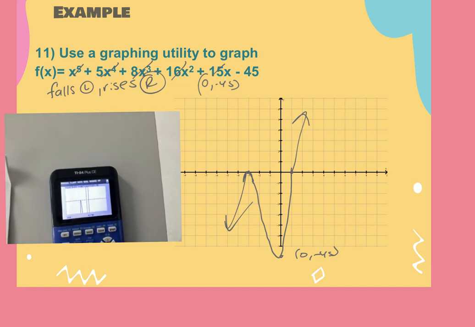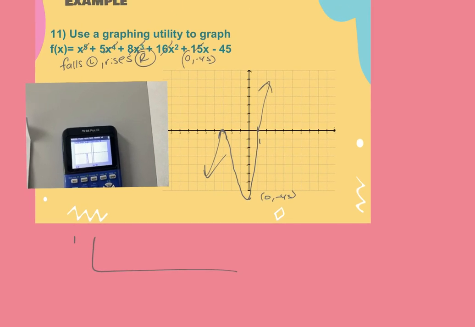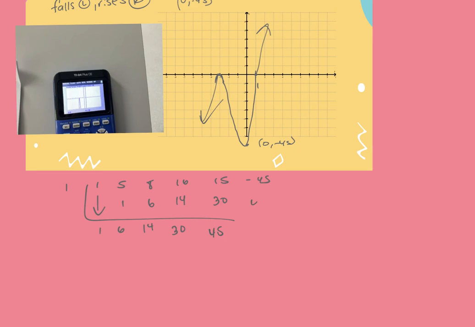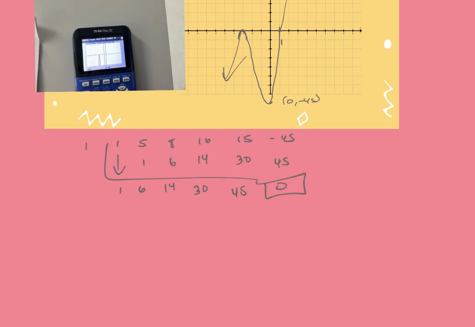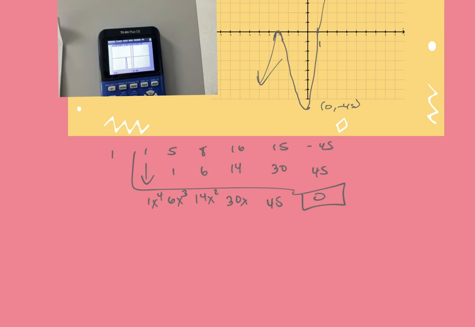Using your graphing utility, you would use your graphing utility to get 1, 0. Like, for example, let's say +1, because that's an easy one. I would put that on the outside. This would be 1, 5, 8, 16, 15, -45. Bring down the 1. That's one of my zeros. This gets x, x squared, x to the 3rd, x to the 4th. I can't factor it yet because it's x to the 4th, so I would try another 0 like -3 and bring down the 1, the 6, the 14, the 30, the 45.